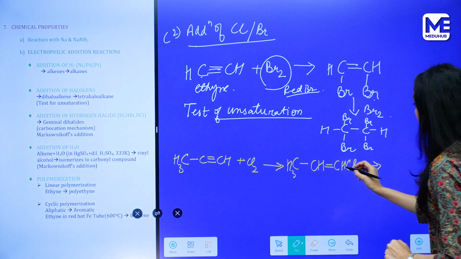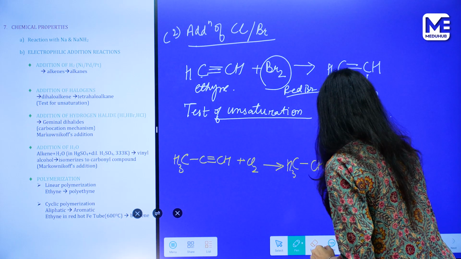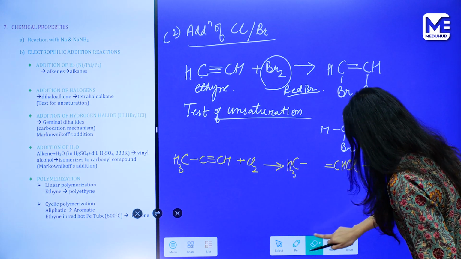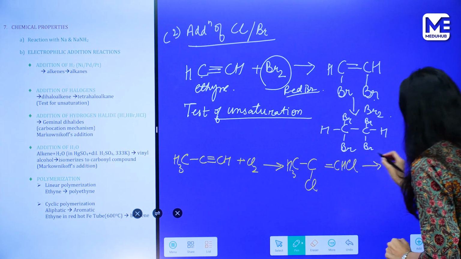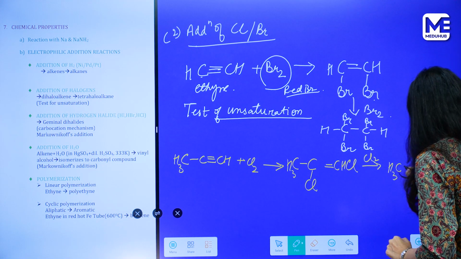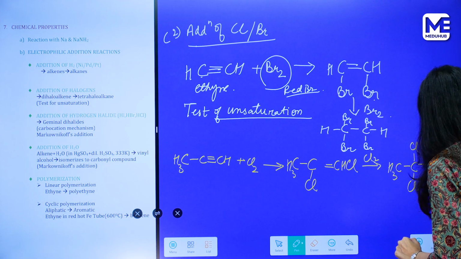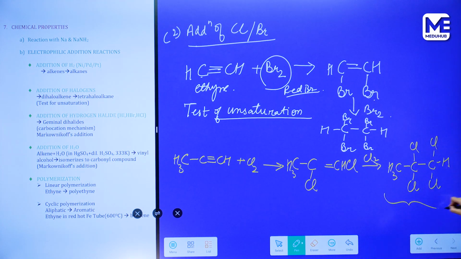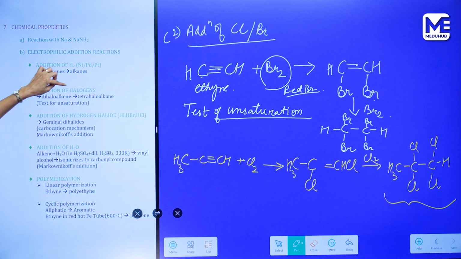and then we will get, and further addition of chlorine will give us a tetrachloro derivative. This is addition of halogens.